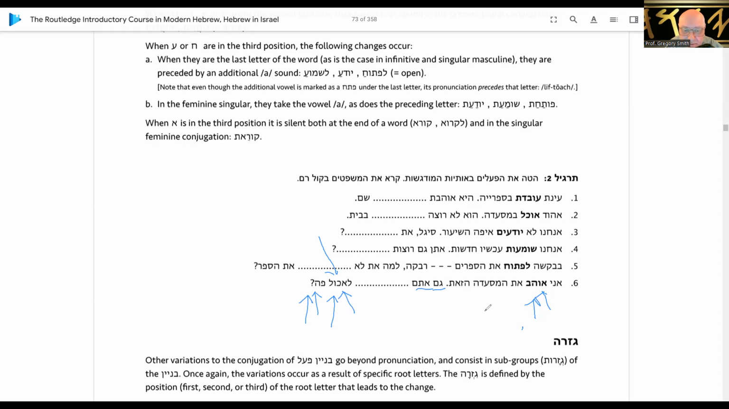Gam atem ohavim lechul po. גם אתם אוהבים לאכול פה. Yeah. Do you also like to eat here? Okay, so we got to come up with the one that says like, and it's got to match atem, which is you all, mixed plural. So in that case, we're going to have ohavim. We're going to have a holem, a hey.